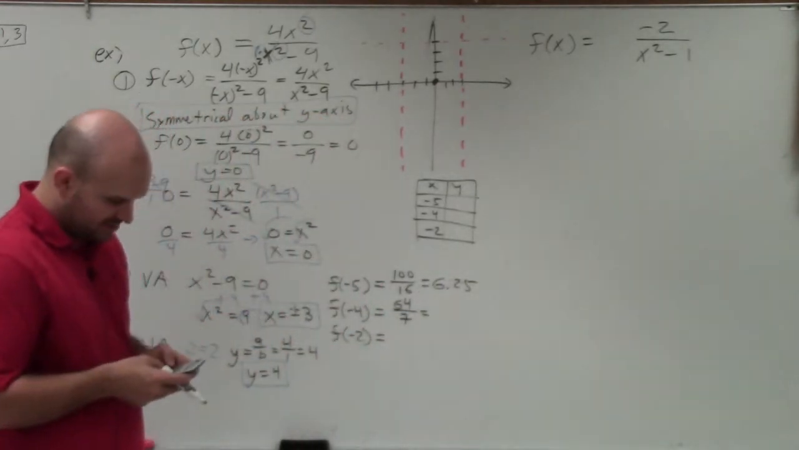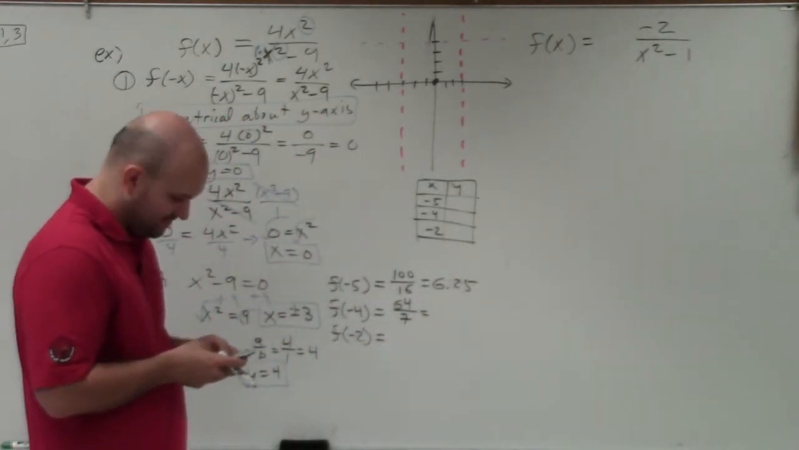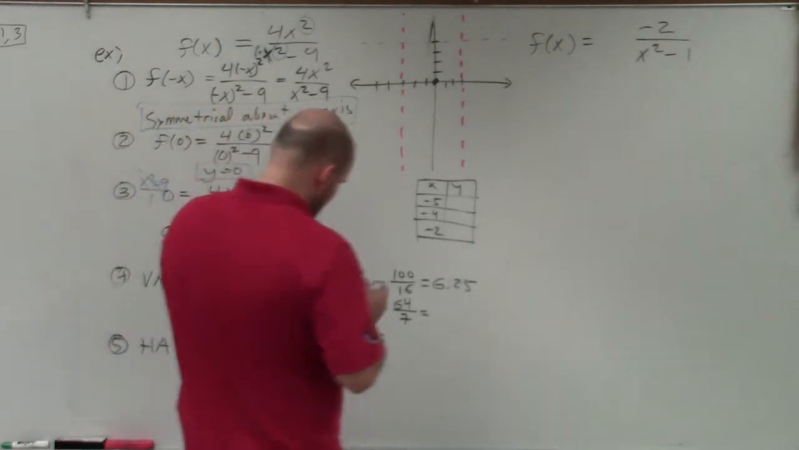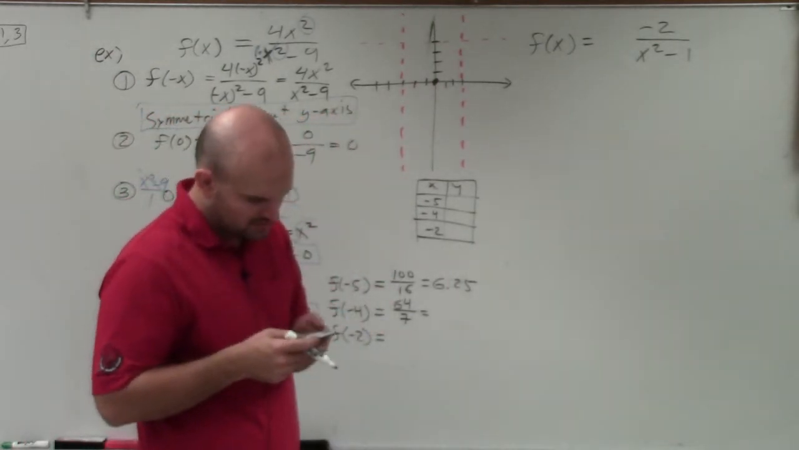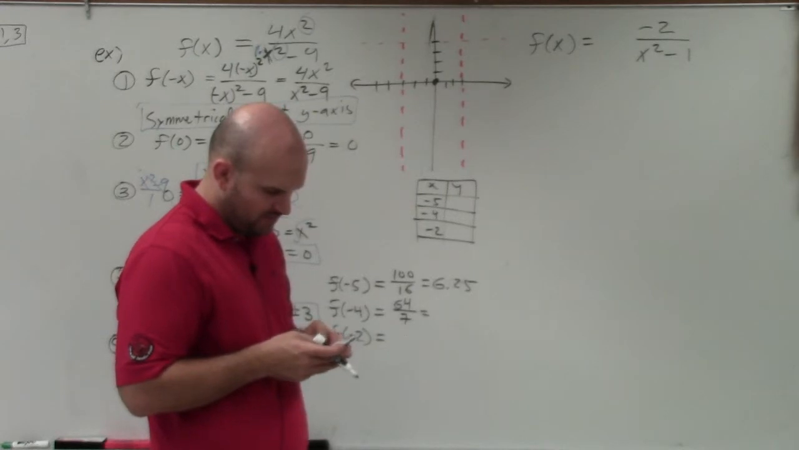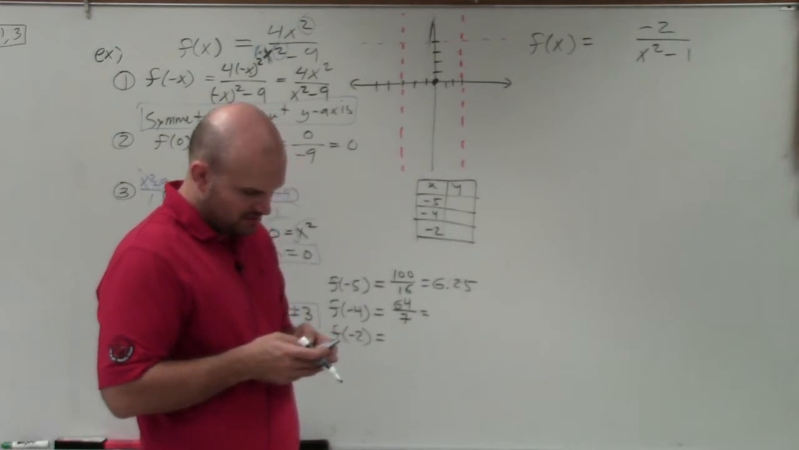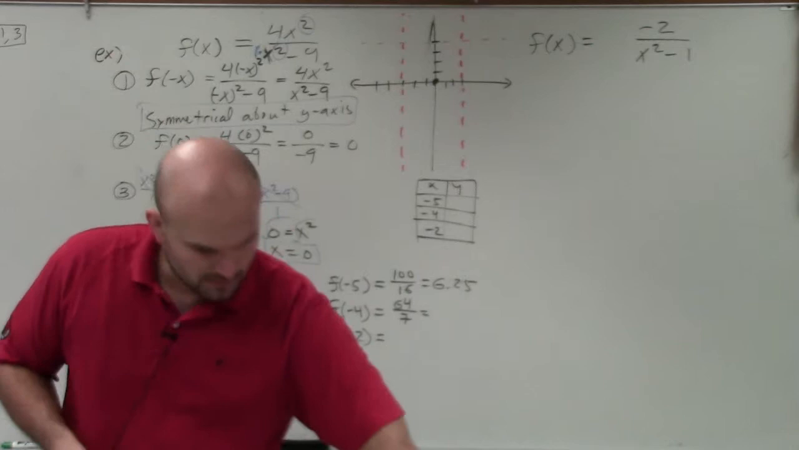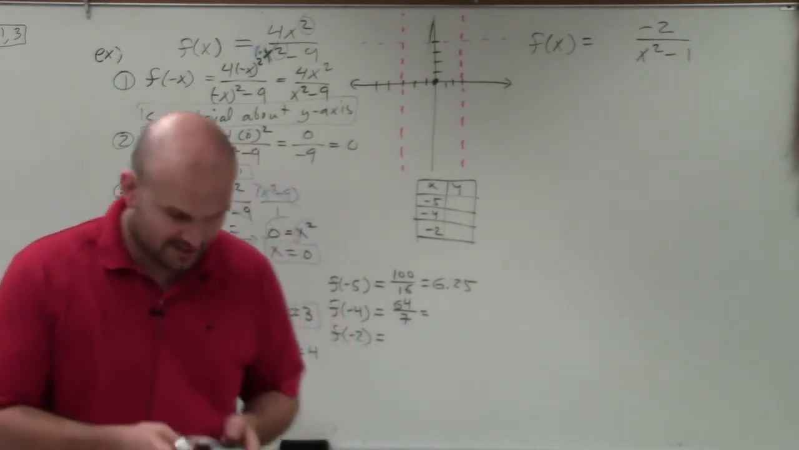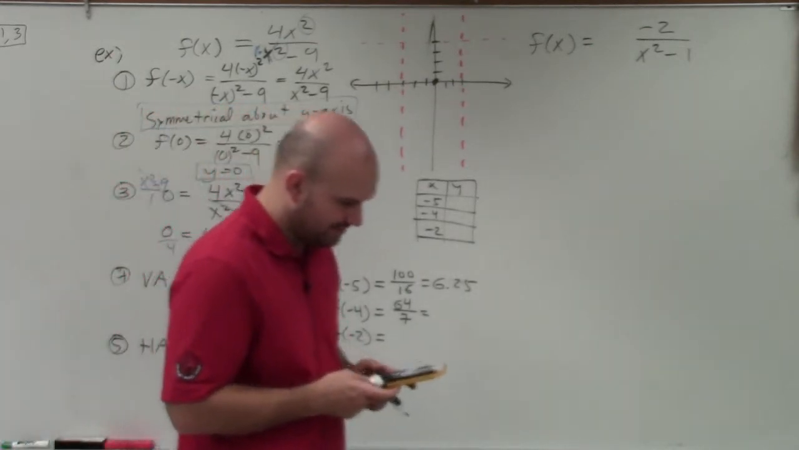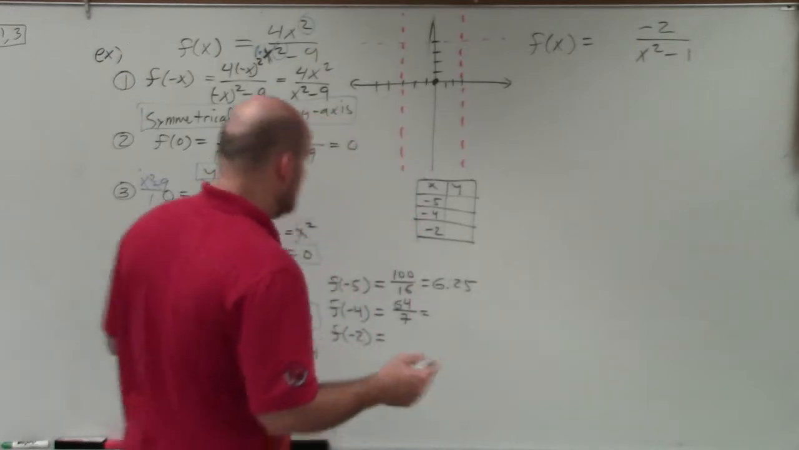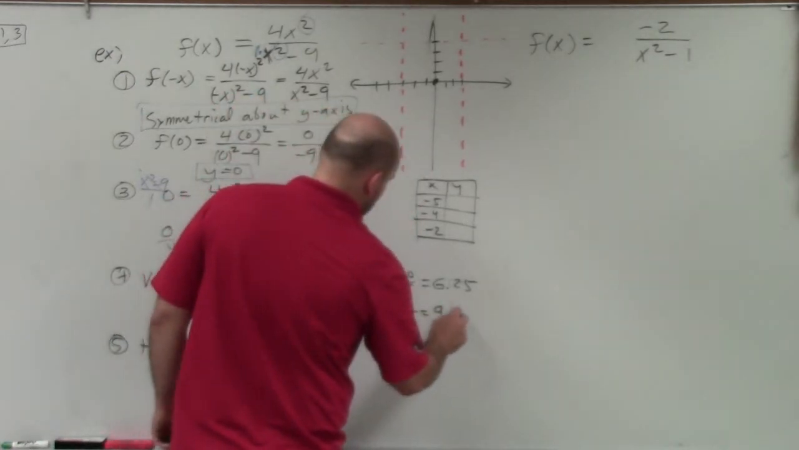So let's do 64 divided by 7. And that gives me, let's do it. 64 divided by 7. Now this one turns on. 64 divided by 7 is 9.14. So I'll just round that to 9.1.